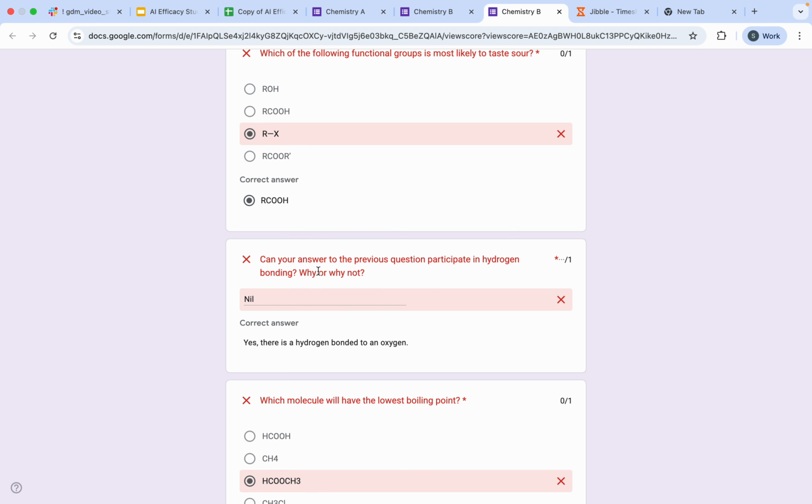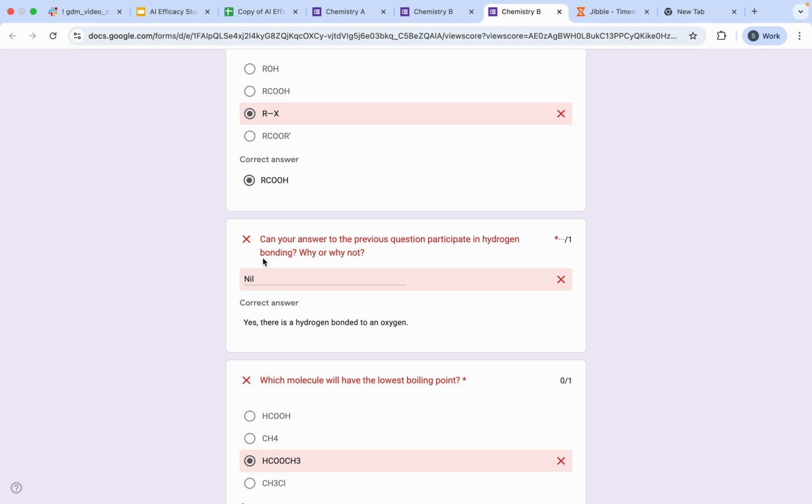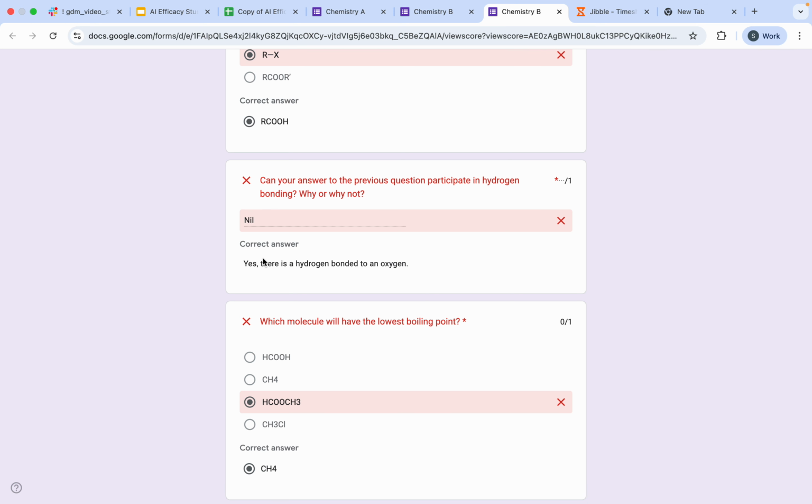Next one is: can your answer to the previous question participate in hydrogen bonding? Why or why not? Yes, there is a hydrogen bonded to an oxygen, so that may be the reason. Can your answer to the previous question participate in hydrogen bonding? Yes, there is a hydrogen bonded to an oxygen.